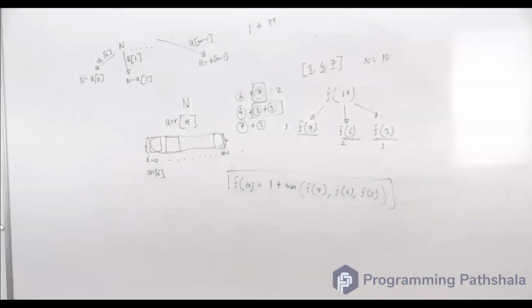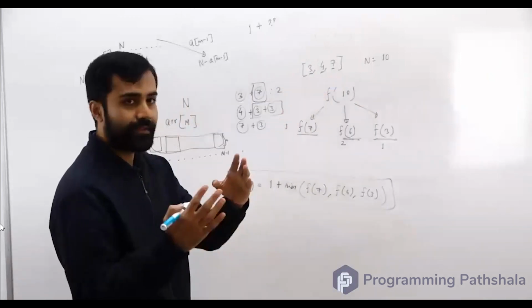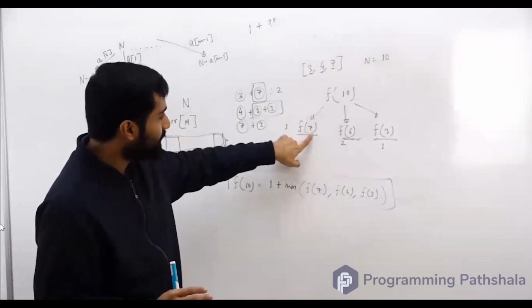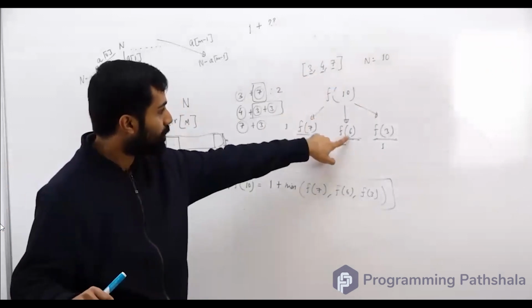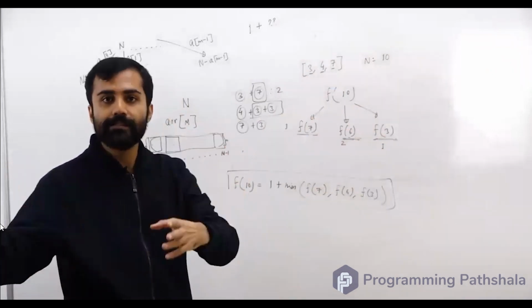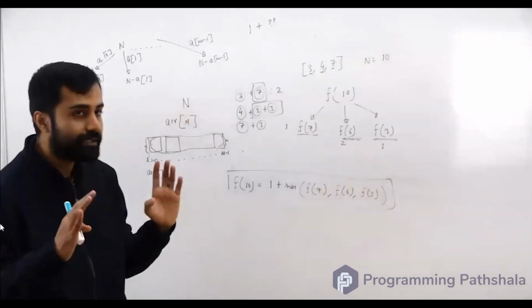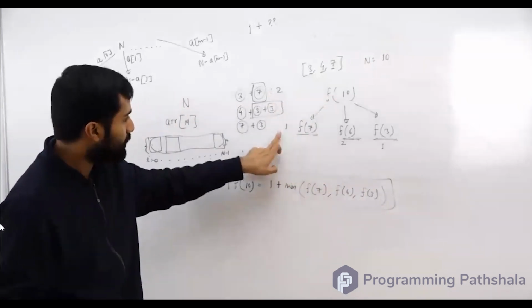So does it look like, forget about magician. Why did I say magician? Say there is a function f of 10. Somebody tells you what is the minimum number of coins that you need to make 7 rupees. Somebody tells you what is the minimum number of coins needed to make 6 rupees, and to make 3 rupees. Okay, here it is 1, here it is 2, here it is 1. So what will be the minimum number of coins needed to make 10 rupees? It will be 1 plus minimum of 1, 2, 1.